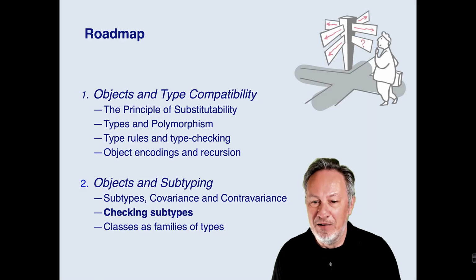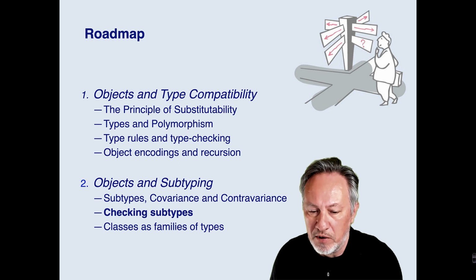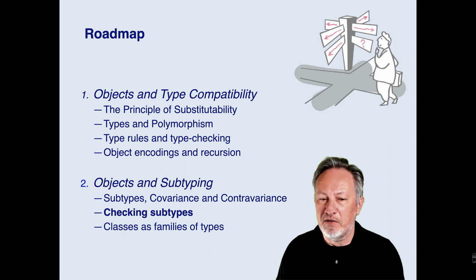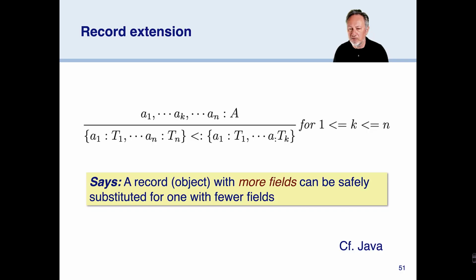Okay, so we've seen that covariance and contravariance, and overloading, they all seem to have some advantages, but in all cases something nasty can go wrong. It's not quite what we wanted. And now let's have a look at how we can specify these different kinds of subtyping rules. First of all, let's consider record extension.